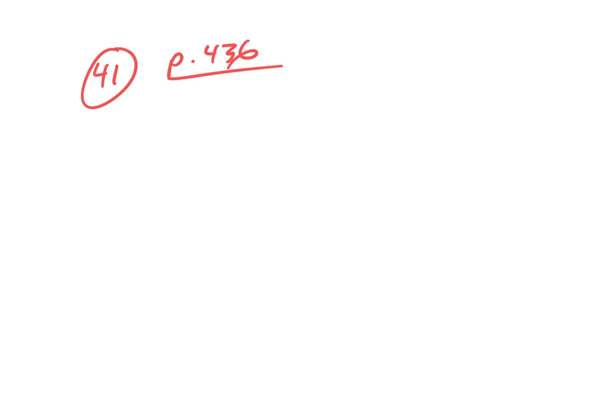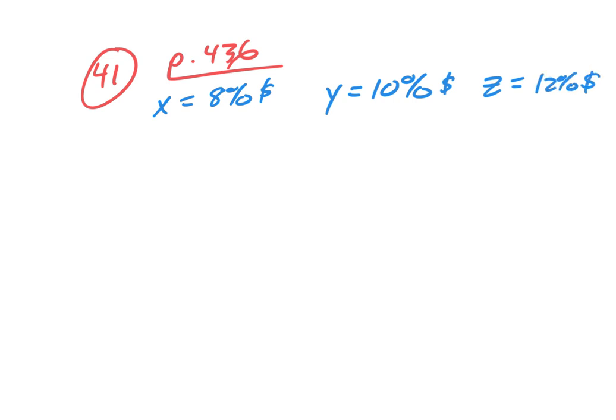In this case, we're talking about a manufacturing plant that borrowed $30,000 to buy a new piece of equipment. Part of the money was borrowed at 8%, part at 10%, and part at 12%. So we have three unknowns. The first thing I'm going to do is say x is the 8% amount, y would be the 10% amount, and z would be the 12% amount. Those are my three unknowns.